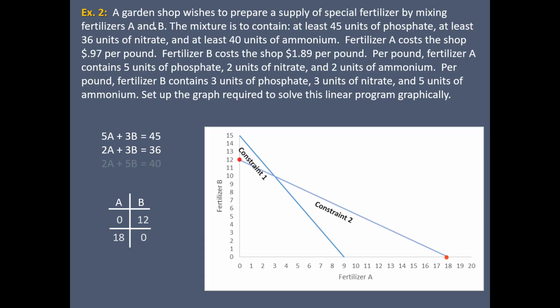I now repeat that one final time in order to graph the third constraint, the ammonium constraint. Again, ignoring the inequality temporarily. Subbing in 0 for A, ending up with B is equal to 40 divided by 5, or 8. Plotting that point on the graph. Then subbing in 0 for B, ending up with the point A is equal to 40 divided by 2, or A is equal to 20. Plotting the point 20, 0. And now I have the third constraint graphed.